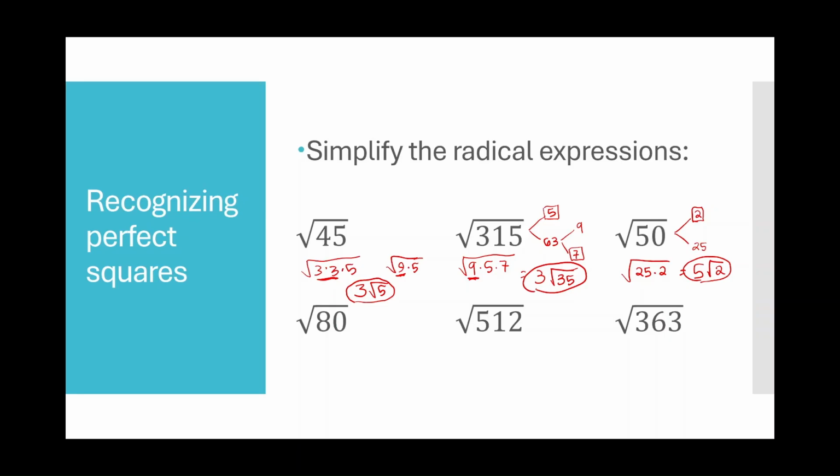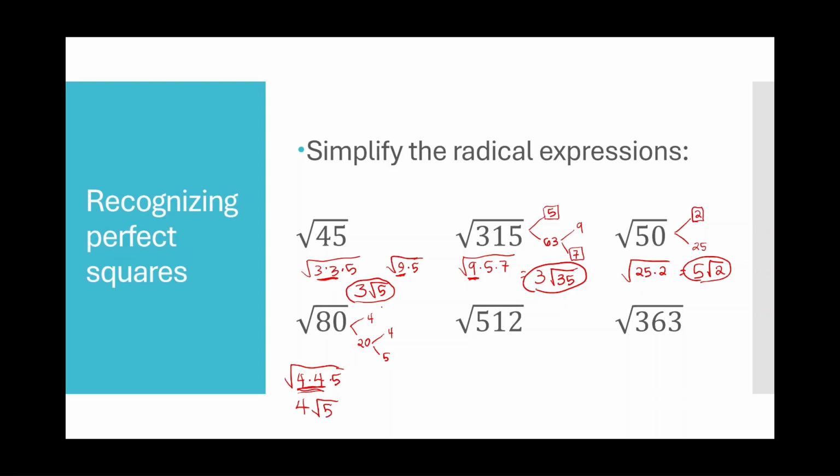When I'm at 80, let's see. That's 4 times 20. I like 4. Let's keep it because that's a perfect square. And 20 is 4 times 5. Ooh, another perfect square. So let's write this as 4 times 4 times 5. Now, I have 2 of the same number under the root. That means I can take that number out. So this is just 4 times the square root of 5.